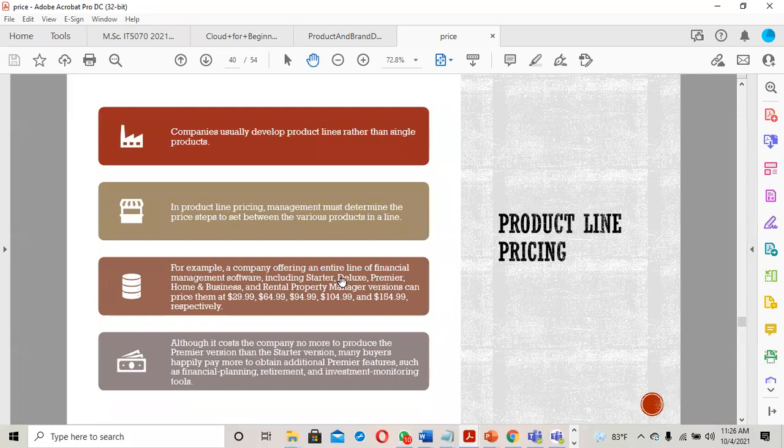They make sure that they give it a very nice name. So they have starter, deluxe, premier, home and business. They have pretty names for those, and with all those new names, there is an addition to the price. Sometimes there is a table on their website where they compare the different features available in the free version, the premium version, the deluxe version, using tick marks and cross marks. This feature is not available in the free version, and this one is available in the premium version.